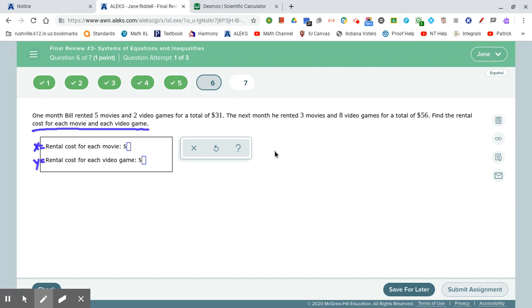He rented 5 movies, so 5 times however much that movie costs, plus 2 video games, so 2 times however much that video game costs, and we knew his total bill was 31. So that's why I'm adding them together, because total is the answer to an addition problem. All right, so that came to his total bill.